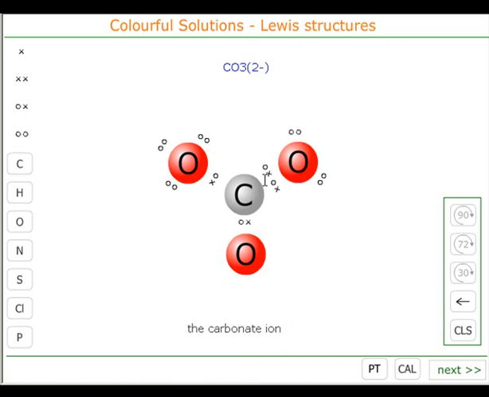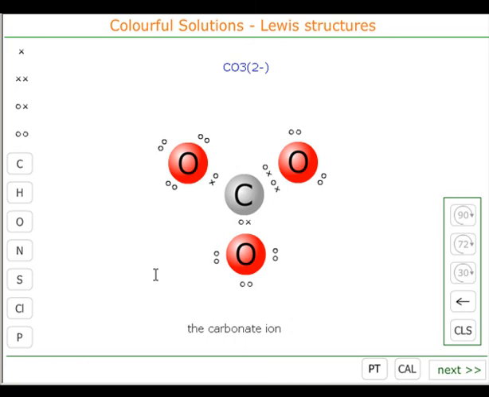So carbon has used 1, 2, 3, 4 of its own electrons, the crosses in this case that represent the carbon's electrons, and oxygen has got 2, 4, 5 more electrons plus the 1 for the charge. So if we add up the total number of electrons here, around this oxygen there are 8, around this oxygen there are 8, and around this oxygen there are 8. 3 8s are 24. So this is the structure of the carbonate ion, the Lewis structure of the carbonate ion.